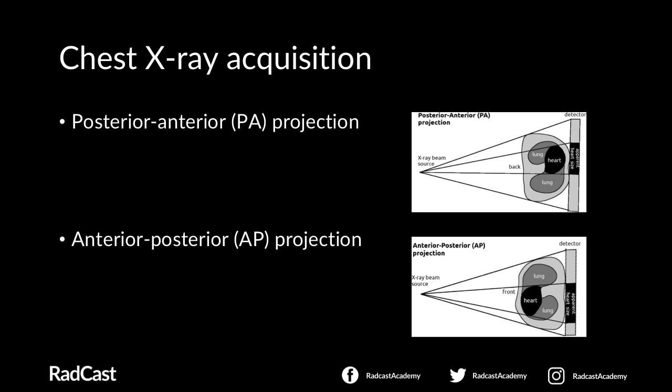And as such, as the heart is less magnified in this PA view, it is generally considered a more accurate representation of heart size compared to AP views, and the PA view is generally considered to be the most ideal projection for a good quality chest x-ray, with the patient in a full inspiration breath hold while the x-ray is taken.